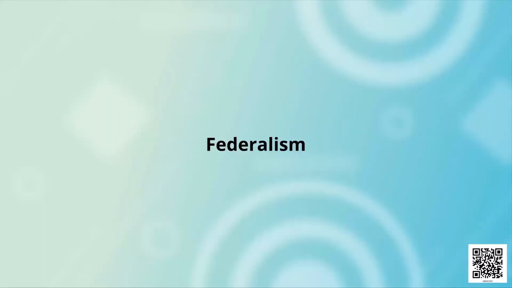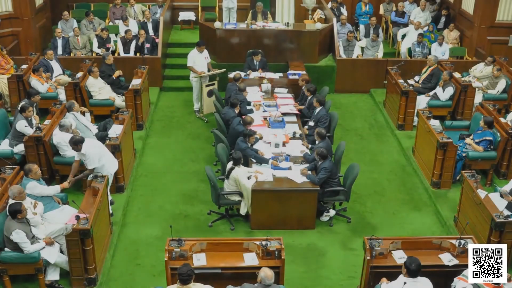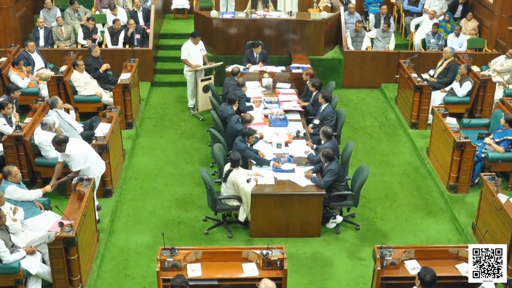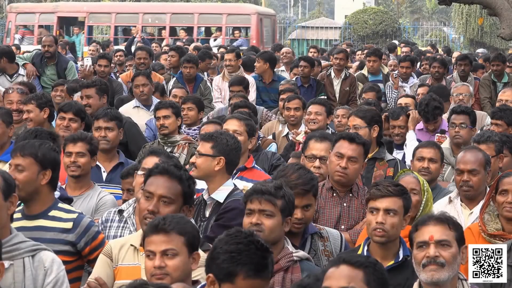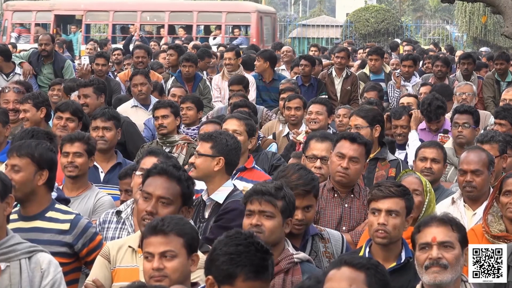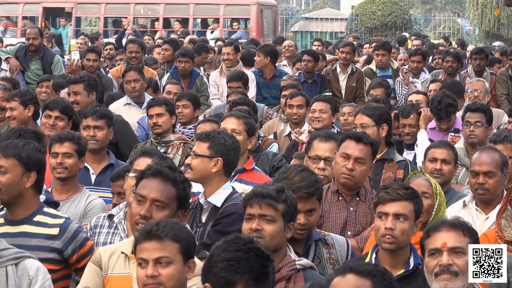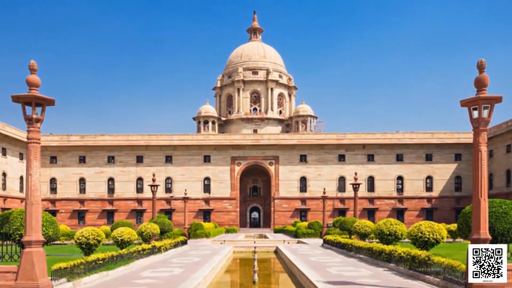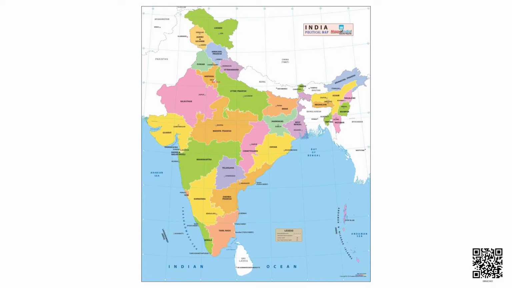The first such feature was federalism. This refers to the existence of more than one level of government in the country. In India, we have governments at the state level and at the center level. Panchayati Raj is the third tier of government. We looked at the functioning of the state government in the class 6 book.